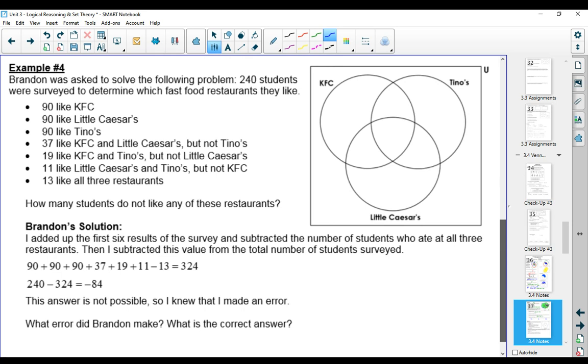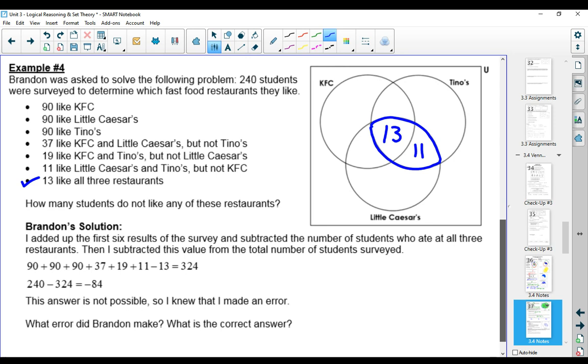So we're going to go through and do it our way, and then see where he might have made his mistake. So starting off, when I have this list, the first thing I want to figure out is how many like all 3. So I have 13 people liking all 3. That goes in the middle. The next one says, so I'm actually going to work backwards. It says 11 students like Little Caesars and Tino's, but not KFC. So Little Caesars and Tino's is going to be this area right here. But it says, but not KFC. So I don't actually have to do any subtracting.